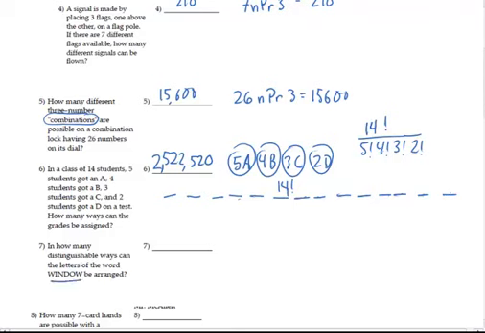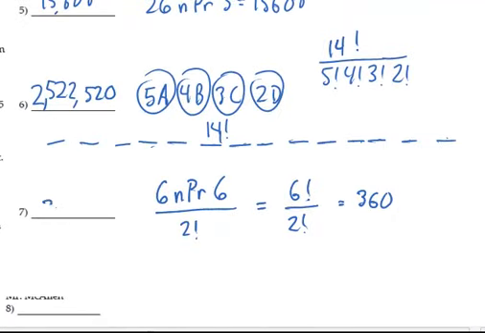In number 7, they say, how many different ways can the word window be arranged? Well, we're going to use all 6 letters, and we've got to make sure we divide out the duplicate letter, which would be the W, as 2 factorial. So that would be 6 factorial over 2 factorial, which would equal 360 arrangements.